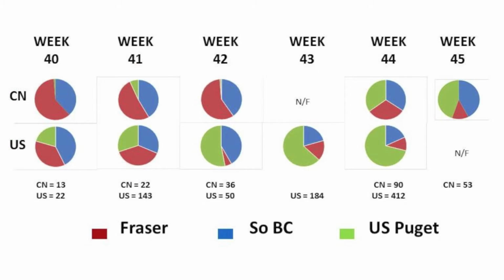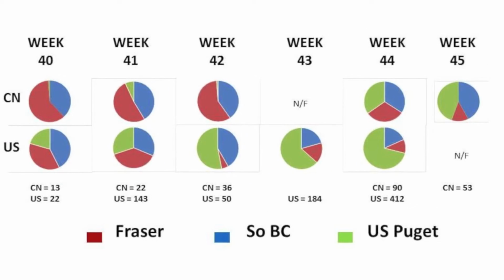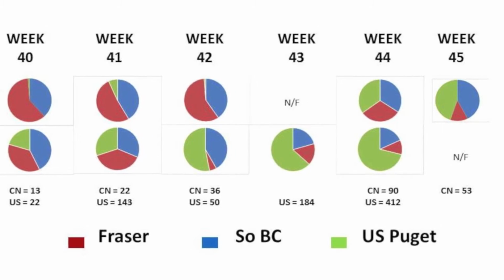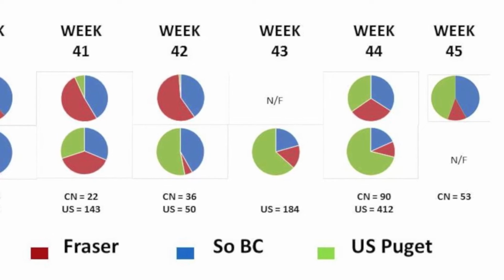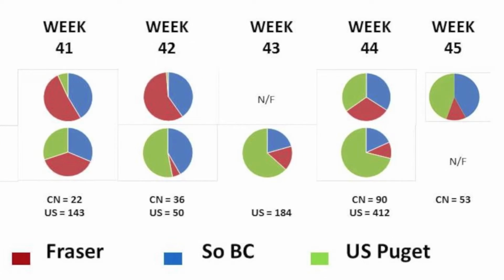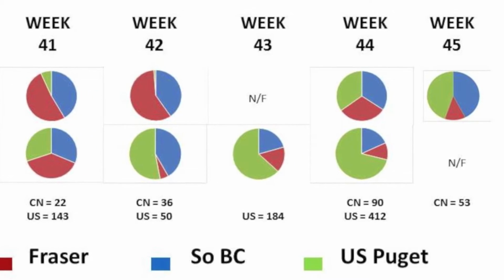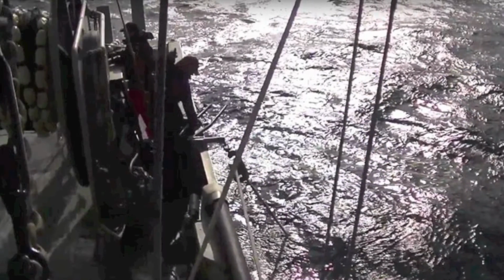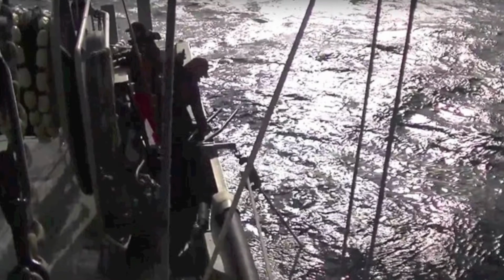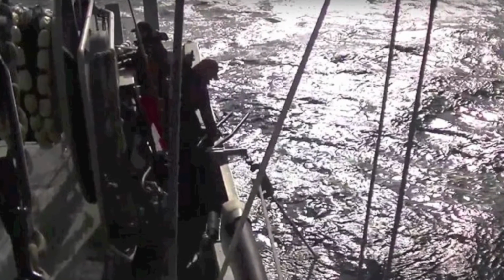On the U.S. side, the Puget Sound group showed up right away in week 40, and that was maintained right through. So this would indicate that the U.S. fish heading towards Puget Sound would track along the U.S. shore rather than the Canadian side. In summary, we feel this was a productive and successful study.